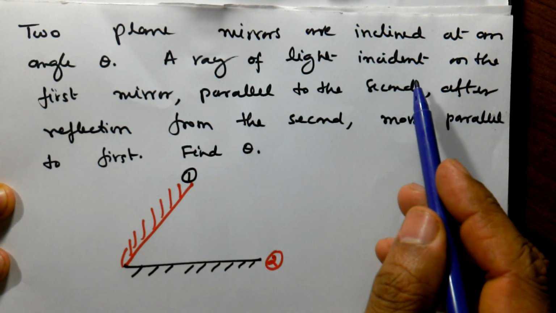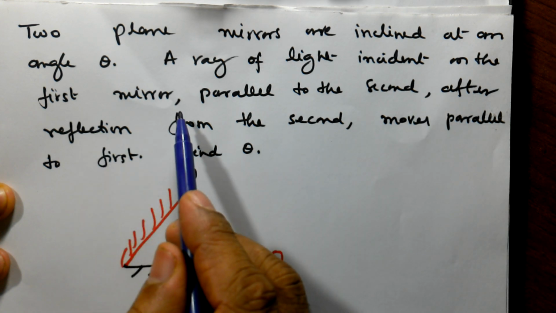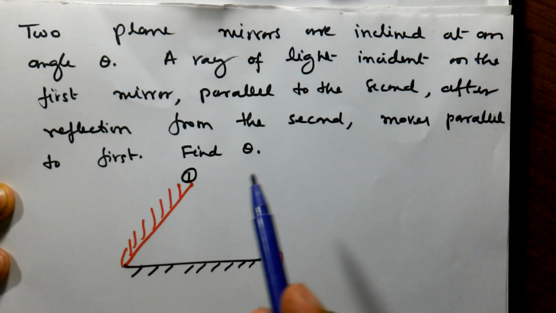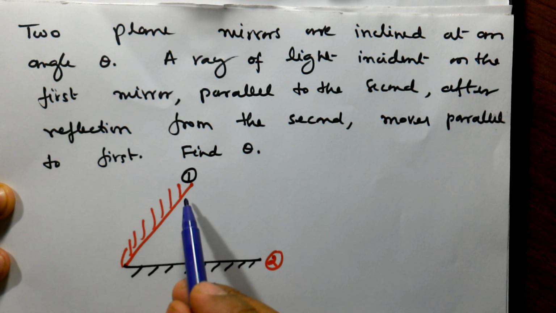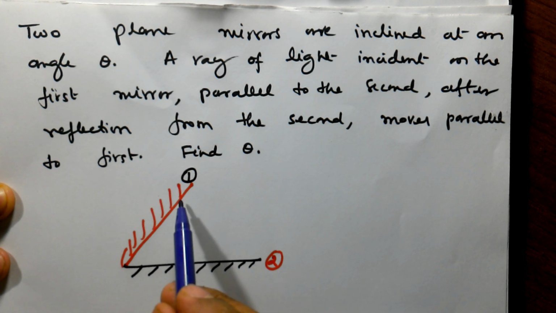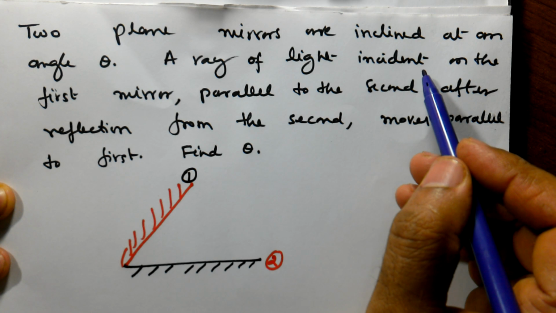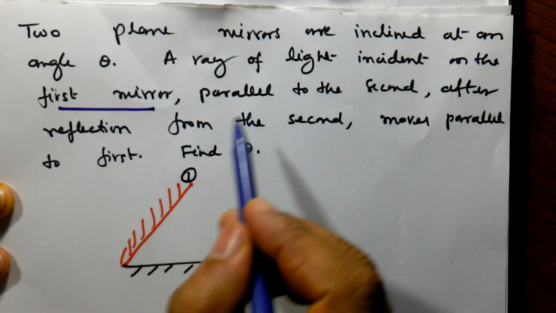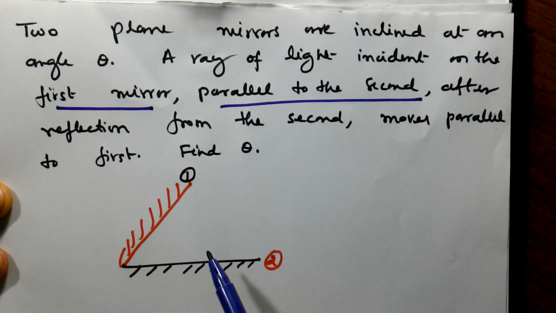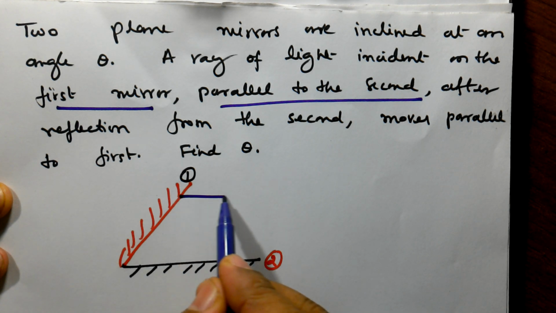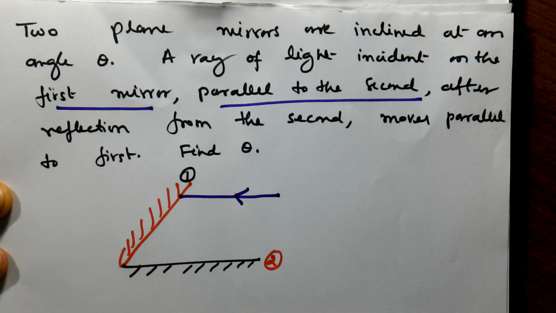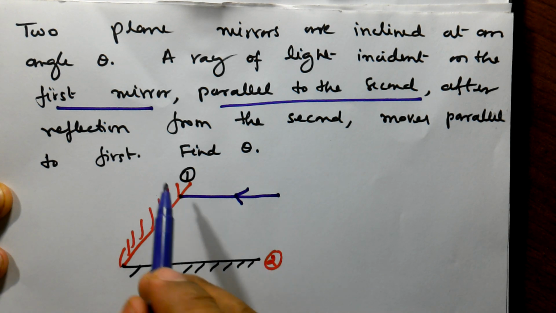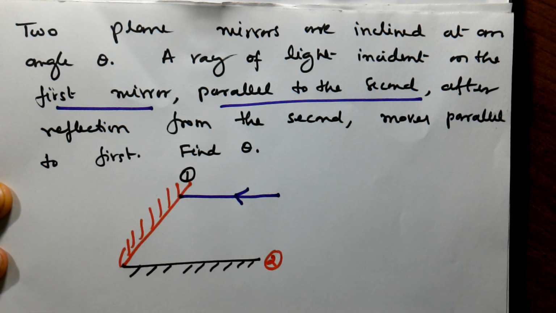A ray of light incident on the first mirror, parallel to the second. You have to make a ray of light incident on the first mirror, but parallel to the second. We will split the sentences: parallel to the second but incident on the first mirror. Okay, is it so? Very simple. Incident on the first but parallel to the second.